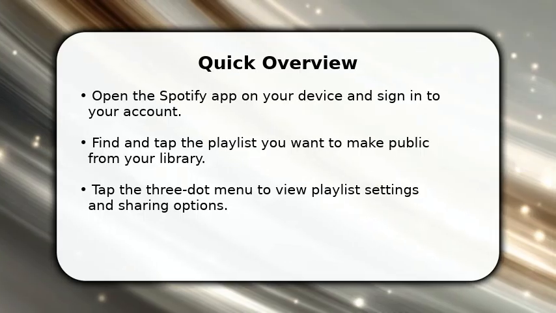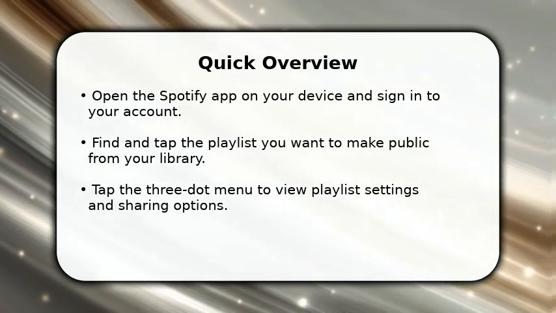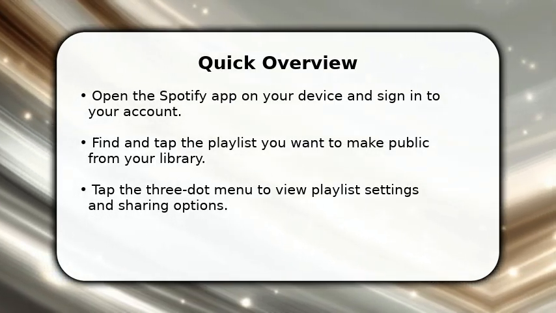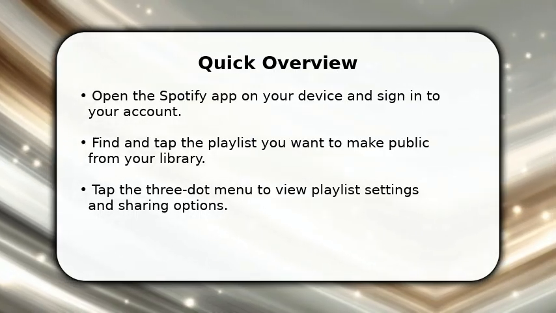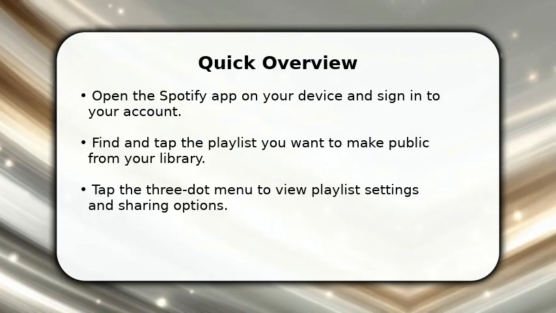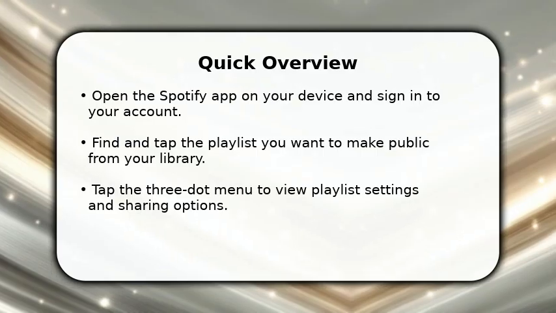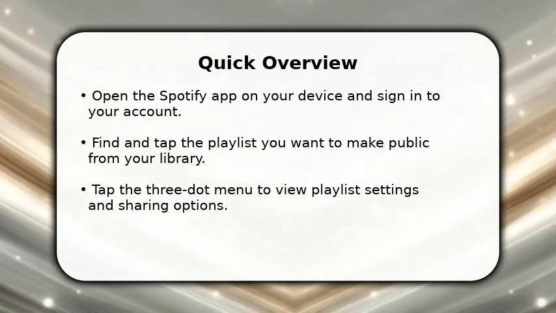In this video, I will explain how to make a Spotify playlist public step by step. Open Spotify, pick the playlist you want to share, then tap the three-dot menu to open options. Choose Make Public or Share and confirm your selection. Check the playlist details to ensure it shows as public and test the link by opening it in a browser or another device to confirm visibility.